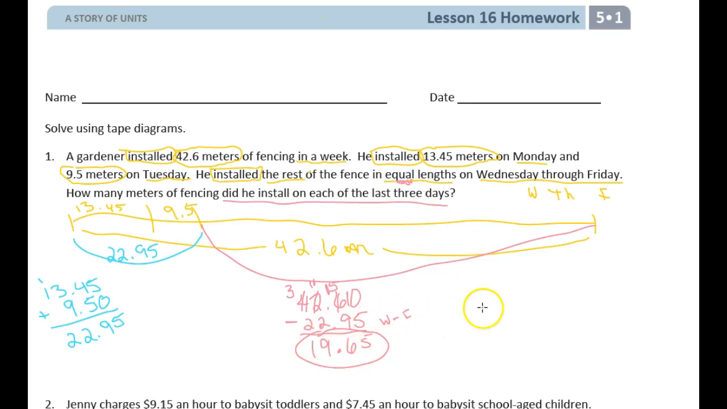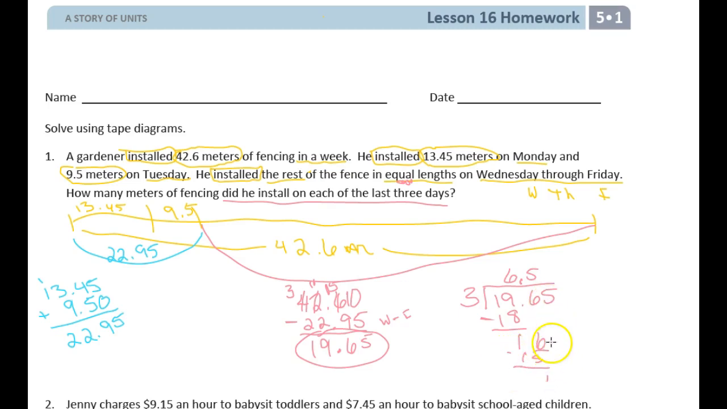So in order to divide this equally, we're going to go 3 goes into 19.65 and see what we get. I know that 3 times 6 gets me really close to 19. Not quite, but really close. I know that the difference between 18 and 19 is just 1. And now bring up that decimal and bring down your tenths. And I know that 5 times 3 is 15. What's the difference? Again, it's a 1.